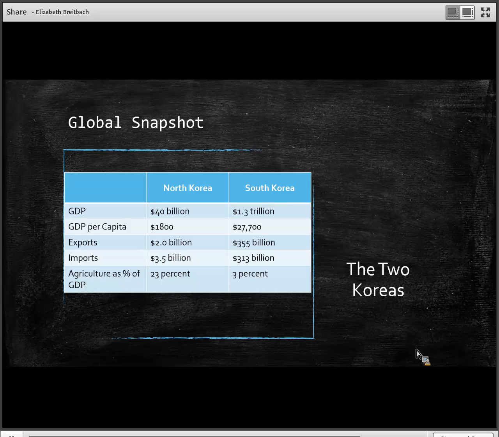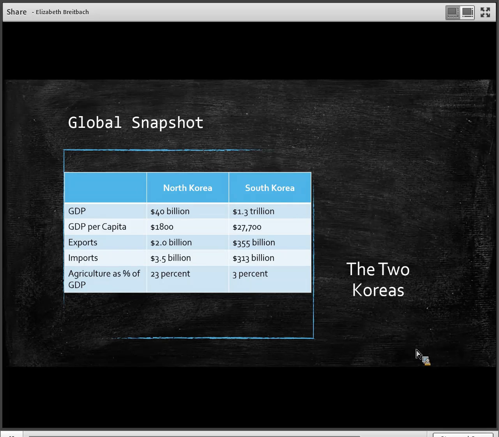So what does production look like in North Korea? $40 billion compared to $1.3 trillion in South Korea. And these are in 2014 numbers. GDP per capita, or how much production is occurring on a per person basis, or how much income on a per person basis. $1,800 per person in North Korea compared to $27,700 in South Korea. Huge difference.